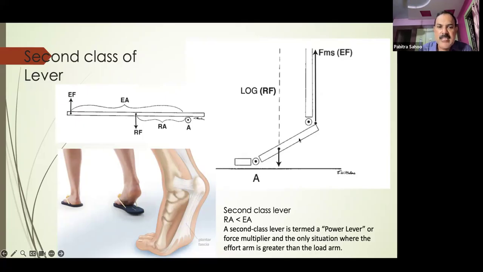That's why this is a power lever, because the resistance arm is shorter than the effort arm. The whole body weight is propelled forward by this foot, and the power is generated by the gastrosoleus, assisted by the plantar fascia. Since the foot is a small structure which propels the whole body weight, that's why it is a power lever. So this is a second class lever.